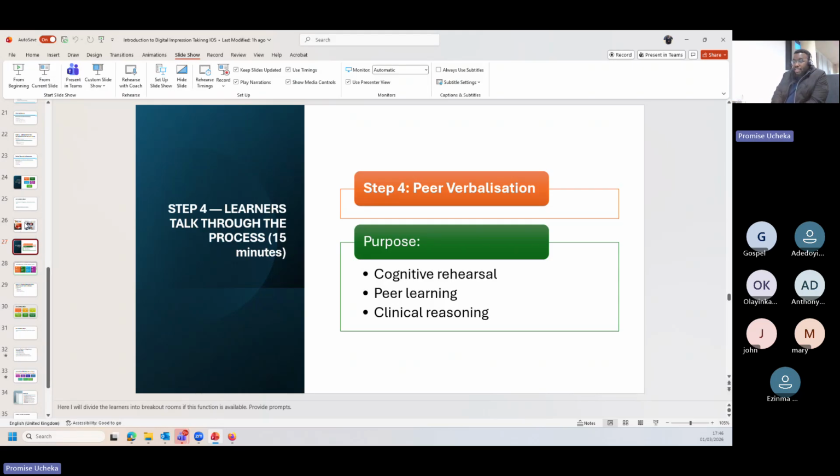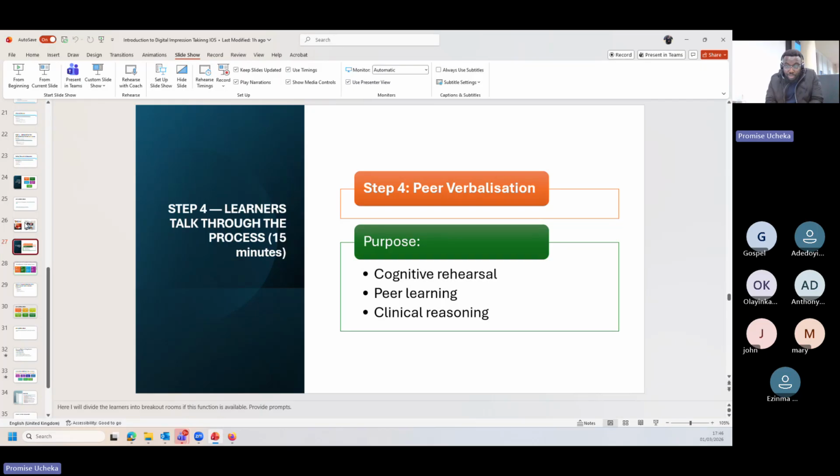So the fourth step in the teaching session would be where I would like you to describe what you've seen so far in terms of the process of digital impression taking. It's okay if you can't remember everything all at once, but let's see how much you remember. This is more about cognitive rehearsal. Let's see how much you can remember from these previous steps that we have gone into. I'm going to put you in breakout rooms.